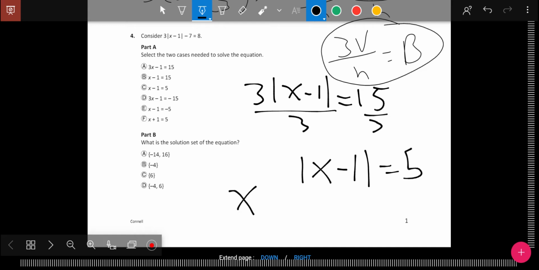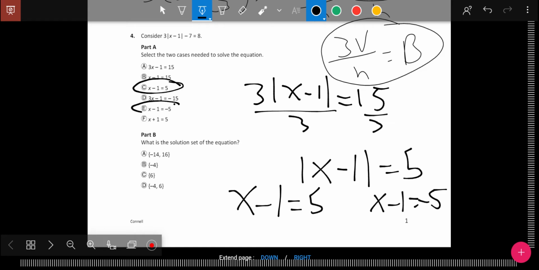And then 2 cases then. x minus 1 equals 5. x minus 1 equals negative 5. And so that is this C and this E. I solve them both. I add 1, I add 1. And so x equals 6 and negative 4. So the answer there is D.